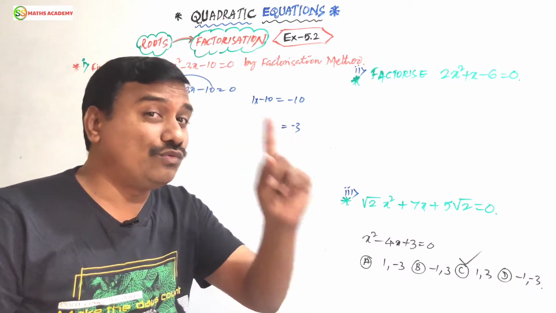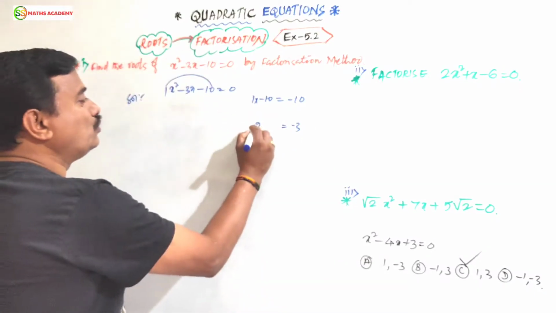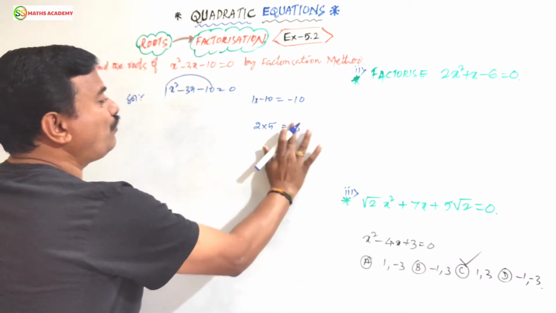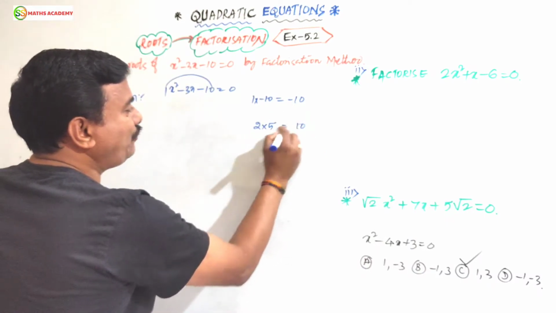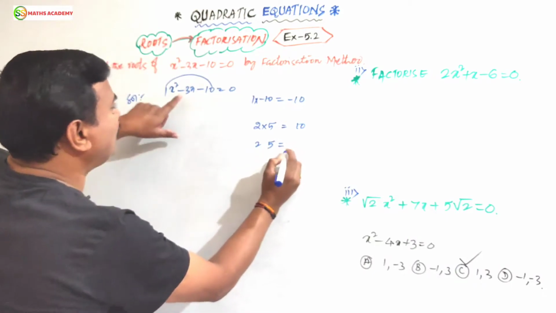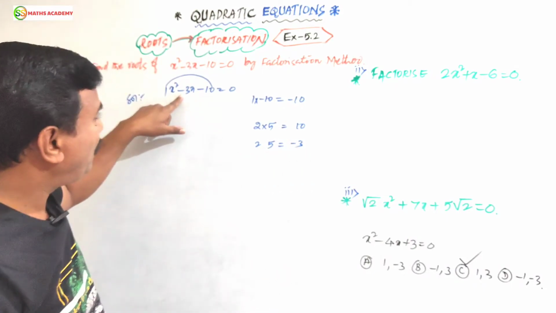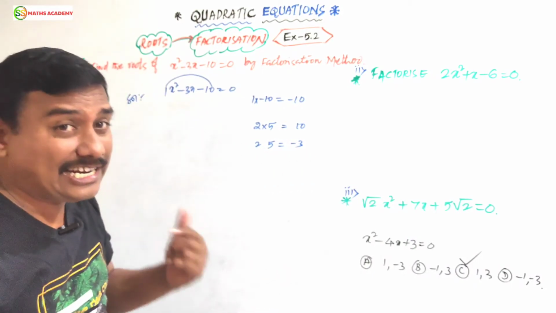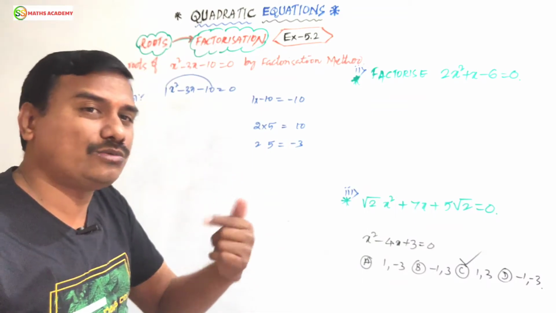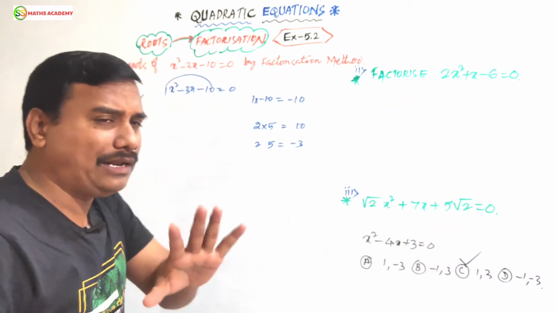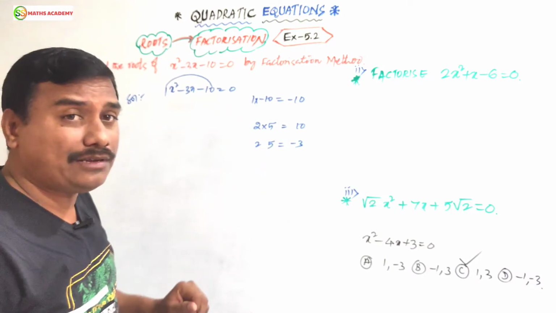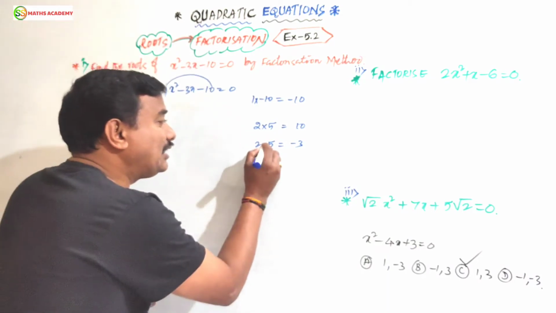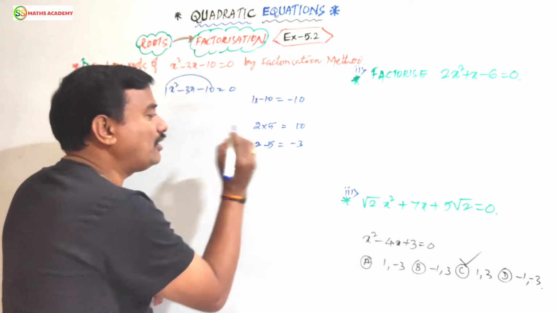Oh, right sir. 2 fives are 10. Yes, 2 into 5. If you multiply them, you will get this term. 2 fives are 10. If you add or subtract, definitely you will get this middle term coefficient. But here, which number has the negative sign and which has the positive sign, you may have a doubt. Simple. Here negative is there now. In this, which is the biggest number? 5. 5 has the negative sign, 2 has the positive sign.